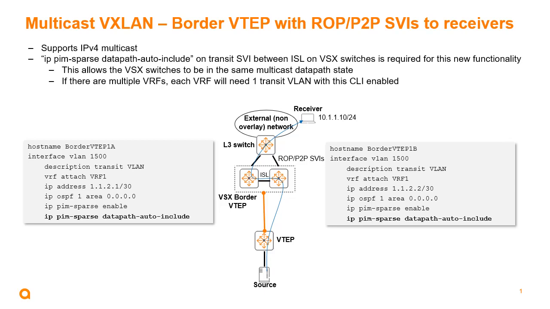So I have a border VTEP 1A on the left, border VTEP 1B on the right, and I have interface VLAN 1500. This is the SVI that's only used between the two VSX switches. I attach them to the VRF, and I have a /30 IP subnet that's only used between them. I enable OSPF and IP PIM sparse. I also add the new CLI, ip pim sparse data-path auto-include, there. So this is only for VRF1. If you have other VRFs like VRF2, you need to create additional /30s, and each one will need to have this new CLI required.